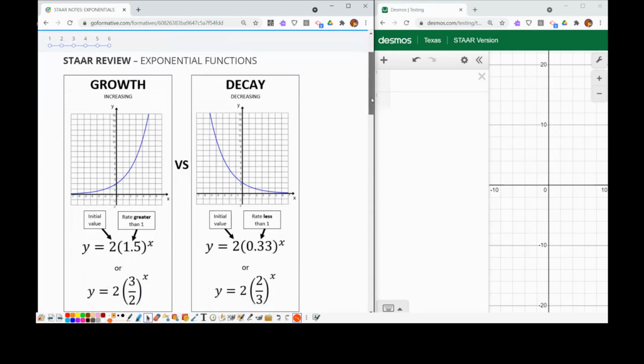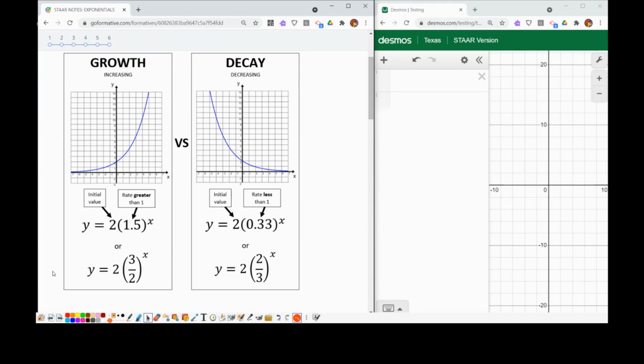Now, both exponential functions have the following format. You always have a number outside the parentheses multiplying a number inside the parentheses raised to the x. If you notice right there, same thing happens here. A number outside times a number inside the parentheses raised to the x.